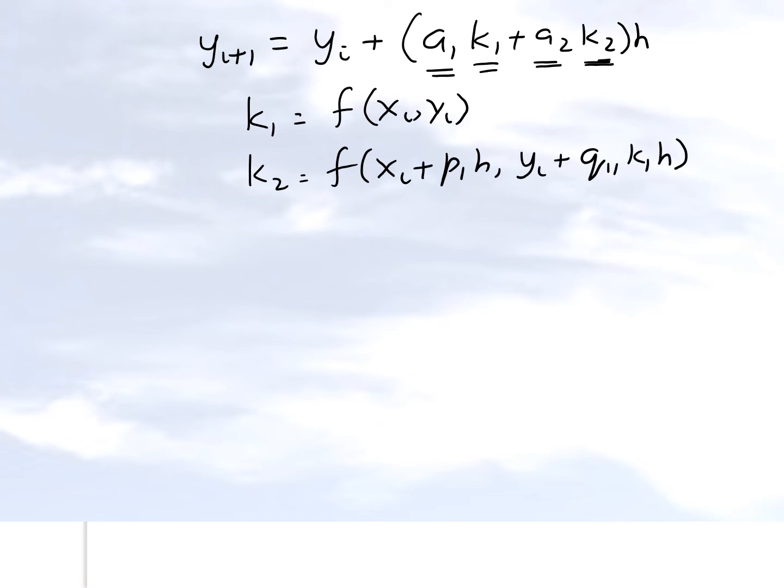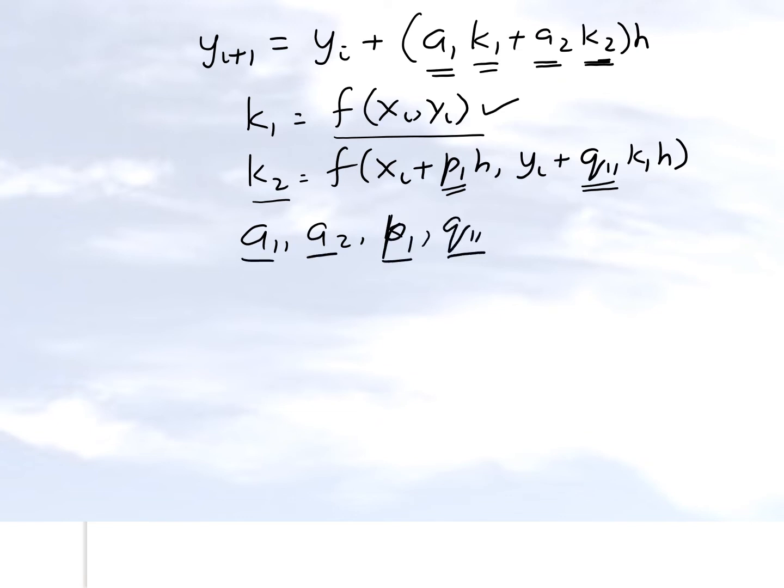So what this quickly tells you is that k1 is no longer unknown, because it is the value of the function at that particular point. k2 is not an unknown once we know p1 and q11. So basically you have 4 unknowns: a1, a2, p1, and q11. And if you recall, the first 3 terms which we had of the Taylor series look like this.